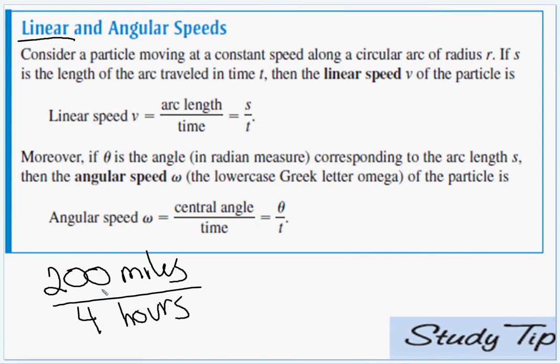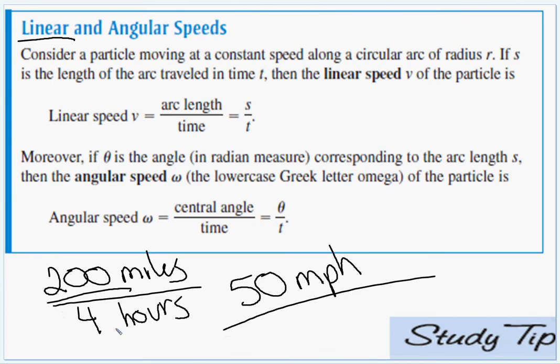So our numerator is how far we traveled, some length. Our denominator is some units of time. If we divide 200 divided by 4, that is 50. And then it's units in the numerator, miles, per units in the denominator, hours. 50 miles per hour. That's how fast you traveled. 200 miles, if it was 4 hours, it was a 50 mile per hour journey.